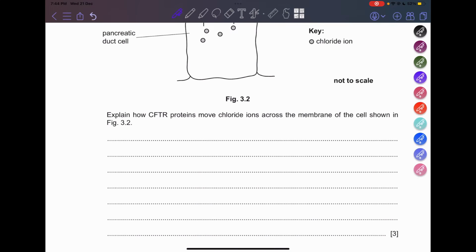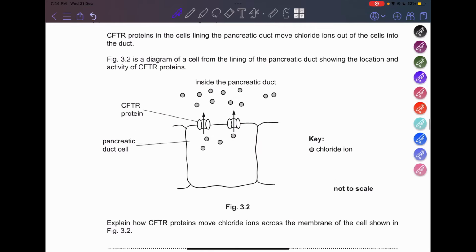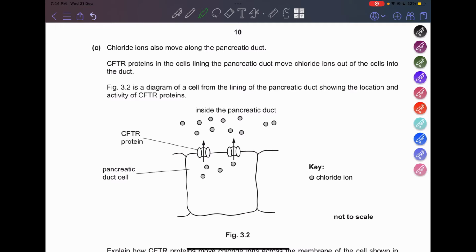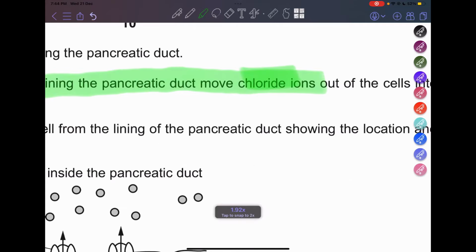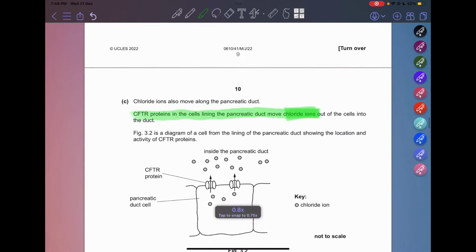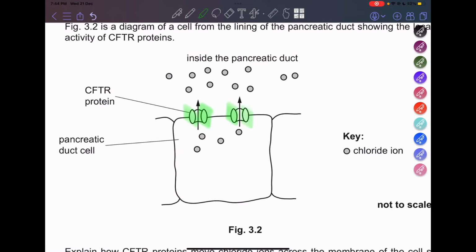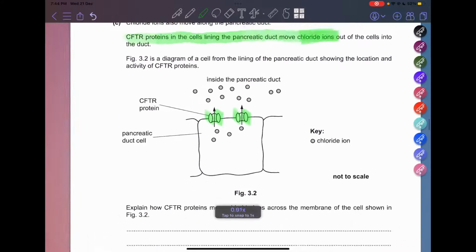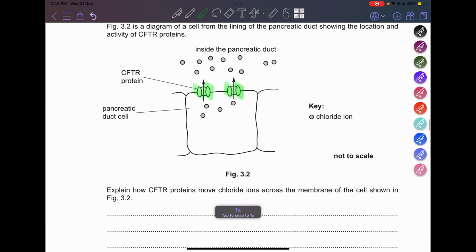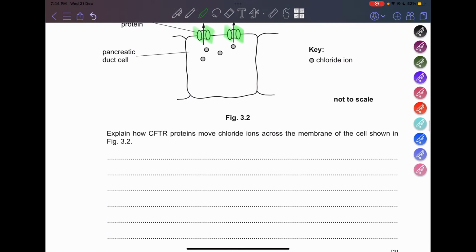Explain how CFTR proteins move chloride ions across the membrane of cells shown in figure 3.2. The question says that the CFTR proteins in the cells lining the pancreatic duct move chloride ions. So any ions will move by active transport over here. As we all know, there are carrier proteins in active transport. So by mentioning the word active transport, you're going to get a mark.